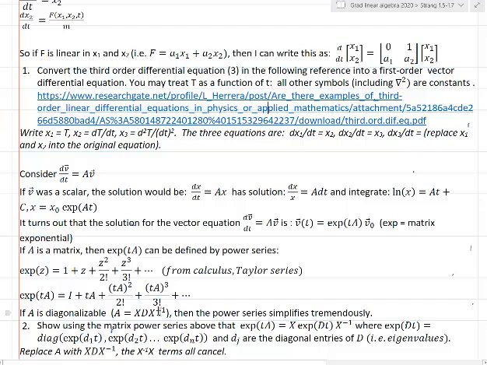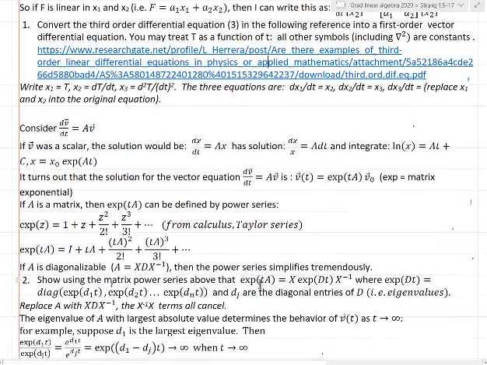If A is diagonalizable, the power series simplifies tremendously. Using the matrix power series, it shows that the exponential of tA is X times the exponential of tD times X inverse. In other words, to get the matrix exponential of a diagonalizable matrix, all I have to do is exponentiate the diagonal, and then hit it with the transformation matrices that do the diagonalization. And so this exp of tD is just the eigenvalues exponentiated on the diagonal.